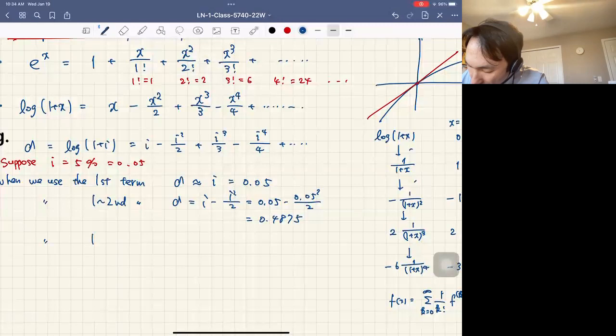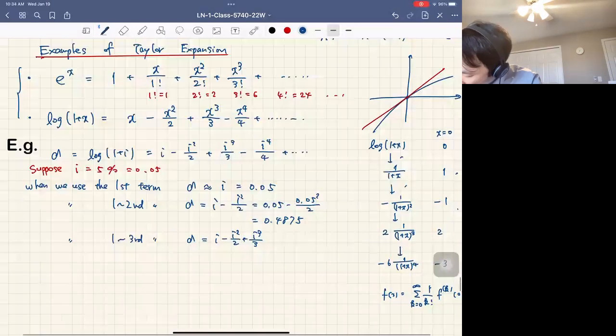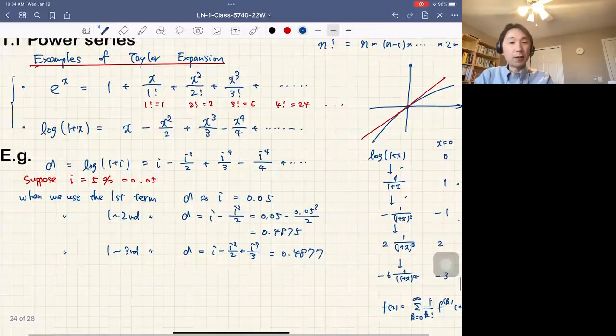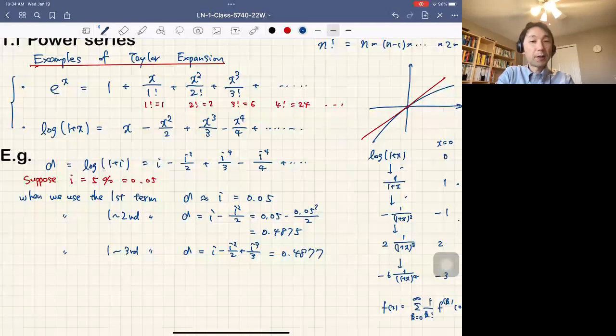And if we use the first three terms, delta is equal to i minus i squared over 2 plus i cubed over 3. If we plug in these numbers, this becomes 0.4877. And you can see that the log of 1 plus 0.05 is 0.04879.